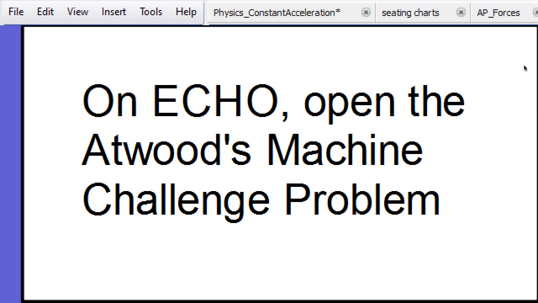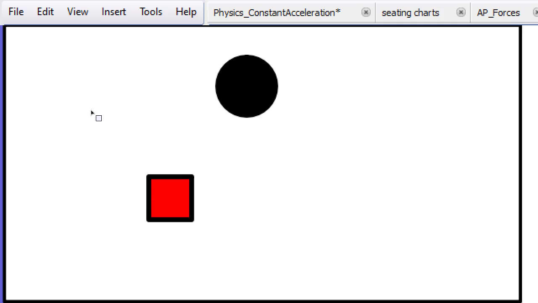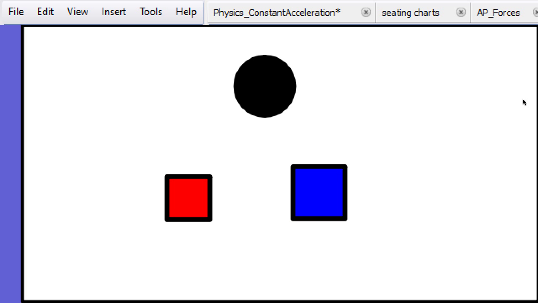Now, what's an Atwood's machine, you might ask? An Atwood's machine is where you've got a pulley with a block on one side and a block on the other that are connected together so it's hanging over the pulley. So when you let go, one block goes up and one block goes down.